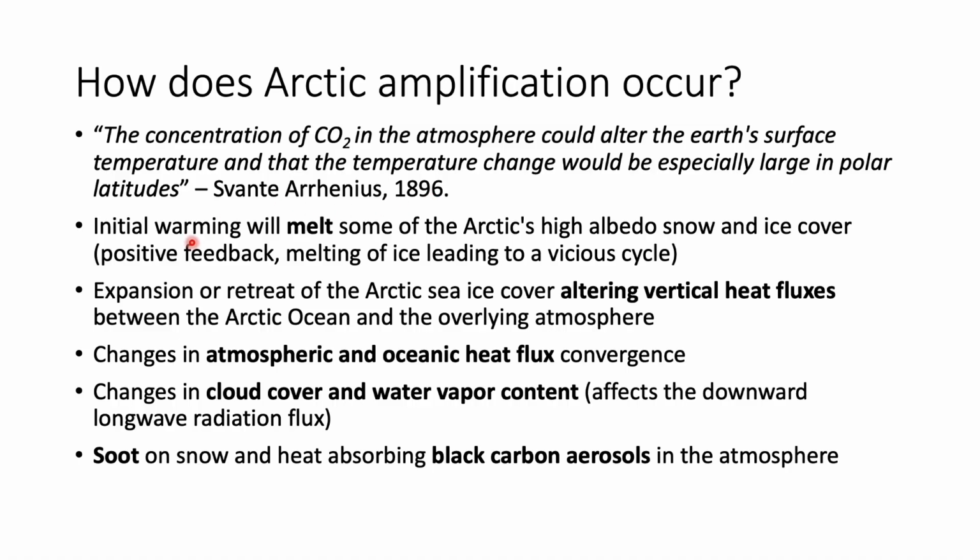So this is the beginning of the information telling that the Arctic may experience a little bit higher temperature compared to the rest of the world. And then the initial warming will melt some of the Arctic's high albedo snow and ice cover. So that means the warming will lead to melting of ice. That is as simple as that. This leads to a positive feedback, melting of ice leading to a vicious cycle. That is how the entire cycle leads to more and more ice melting.